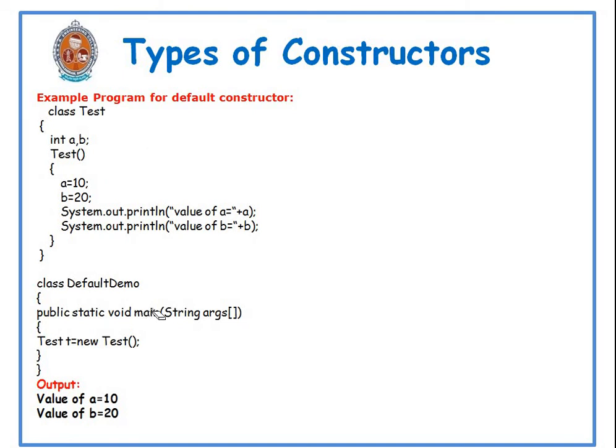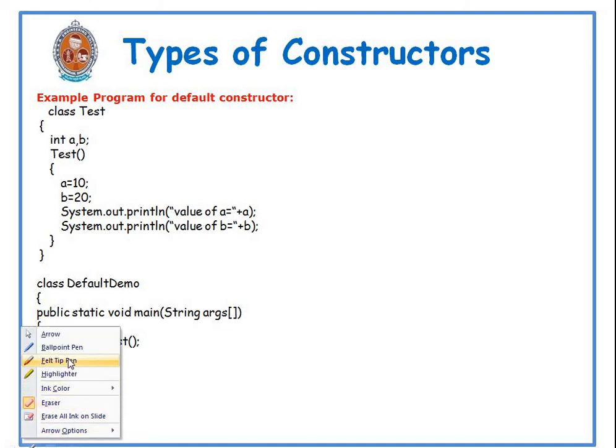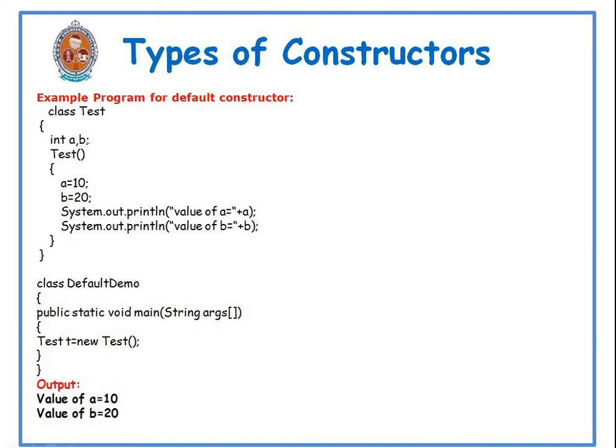Coming to the example of default constructor, here we have two classes. One is default demo and another one is the class test, and inside the class test we have created two variables. Those variables are known as instance variables because the variables which are defined inside the class but outside the constructor are instance variables. So both A and B are defined inside the class test but outside the constructor, so these two variables are known as instance variables.